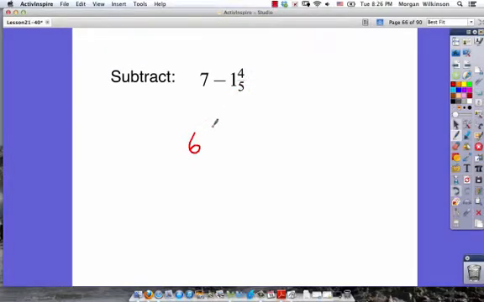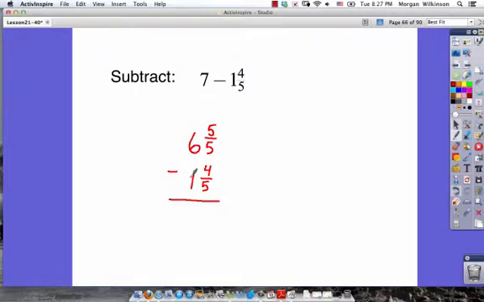So what we're going to do is say 6 5/5, because remember 5/5 is equal to 1, and 6 plus 1 is 7. And then we're going to take away 1 4/5. Now when we do this, we'll have solved the problem.